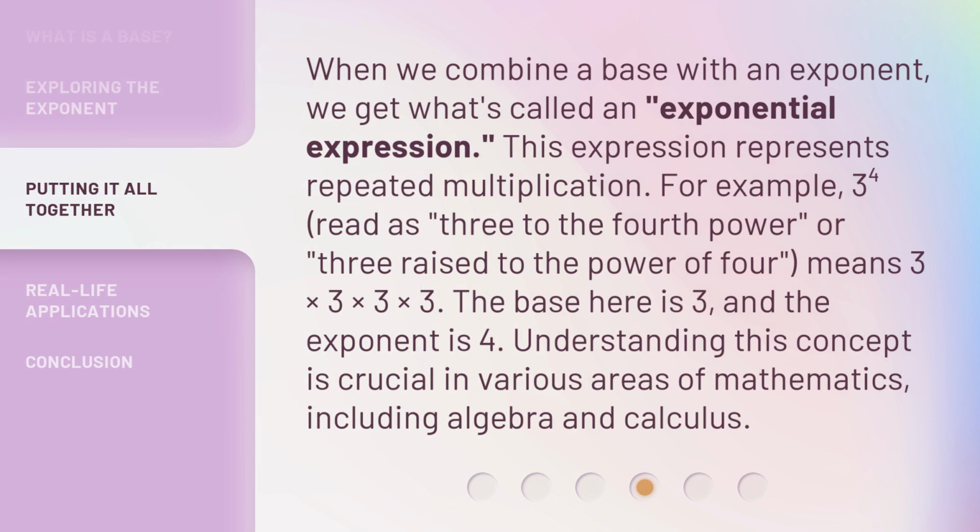When we combine a base with an exponent, we get what's called an exponential expression. This expression represents repeated multiplication. For example, 3 to the power of 4, read as 3 to the 4th power, or 3 raised to the power of 4, means 3 times 3 times 3 times 3. The base here is 3, and the exponent is 4. Understanding this concept is crucial in various areas of mathematics, including algebra and calculus.